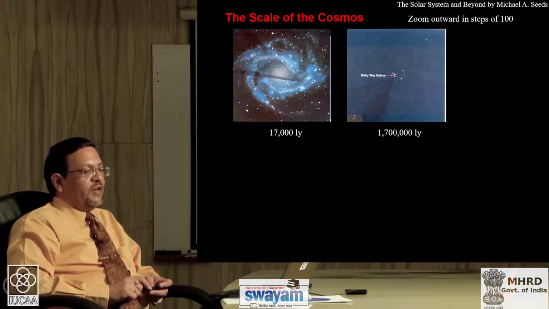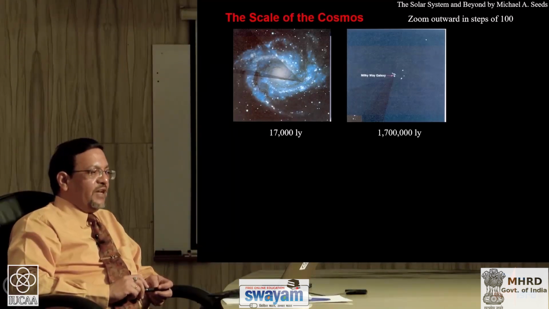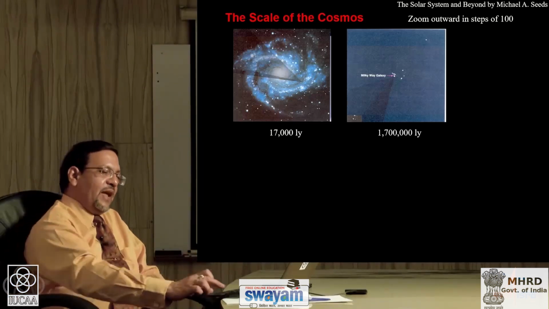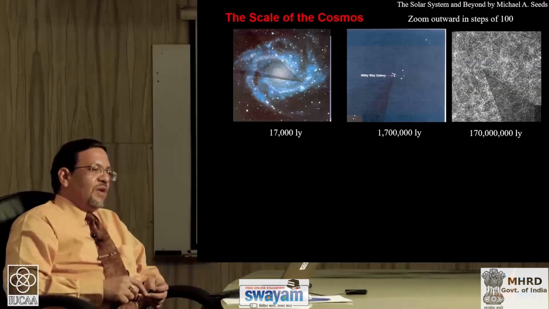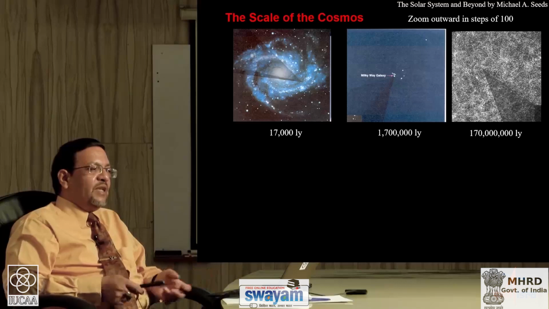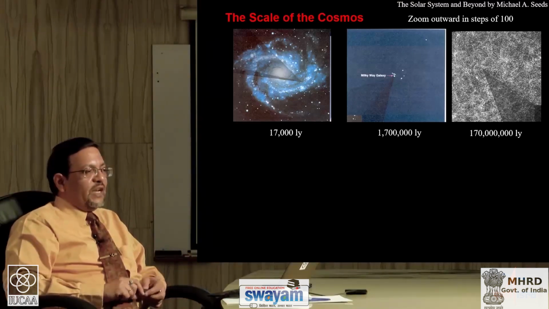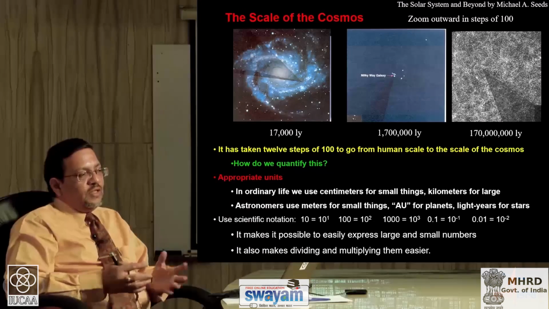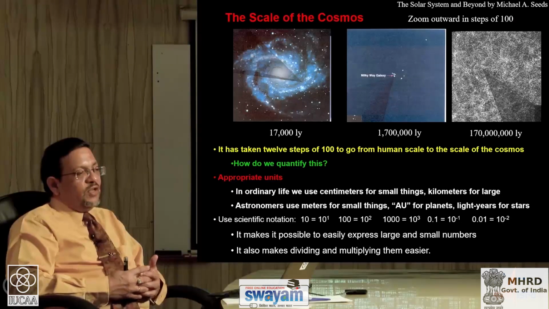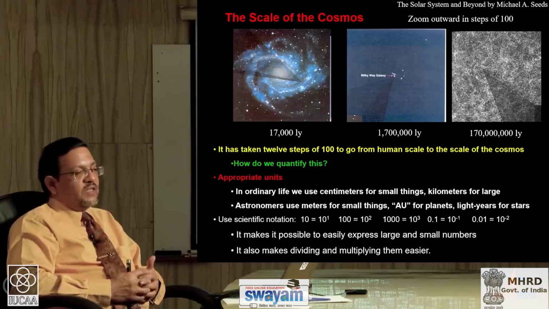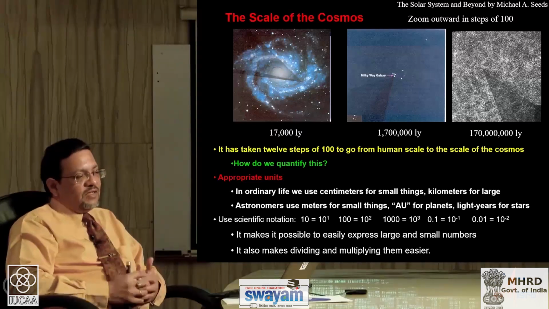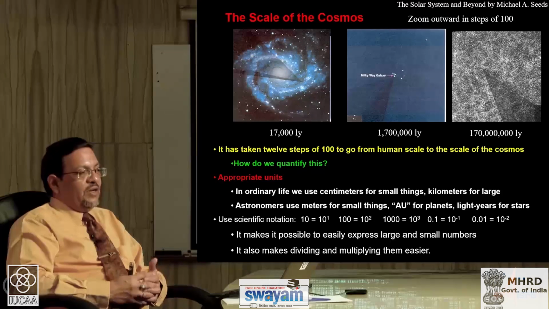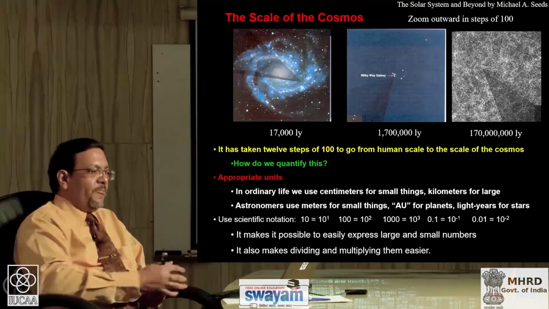If I zoom it further by a factor of 100, I see the Milky Way galaxy, and I see a few other galaxies in the vicinity of the Milky Way. And by zooming one more, I am going to a dimension where I see many more galaxies. So, what I have done so far is essentially trying to convey to you the sizes with which we work when we are talking about the objects in our vicinity, the size of the earth, different solar system bodies, the solar system, the galaxies, and the whole universe.